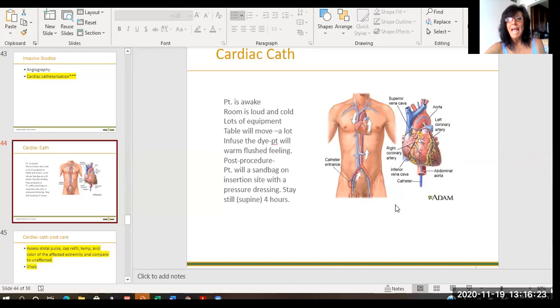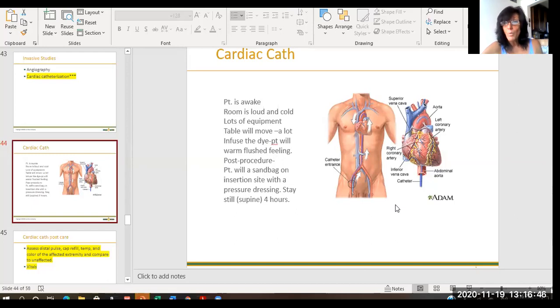The table moves a lot. And the reason is that we start an IV and we infuse contrast dye. When the dye goes into the vein, starts to go through all the veins, the patient's going to feel warm and flushed. And then moving that table helps move the dye through all the veins a little more quickly. Okay. And so we go in and we look.